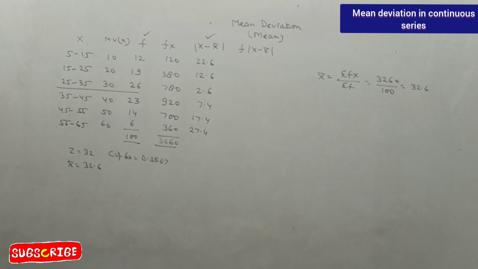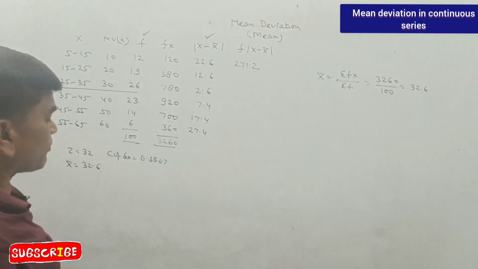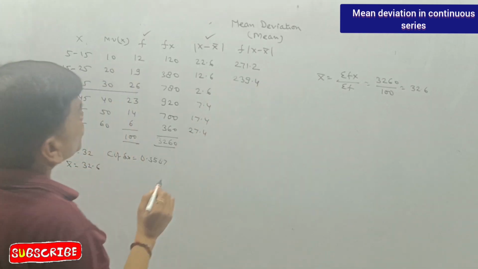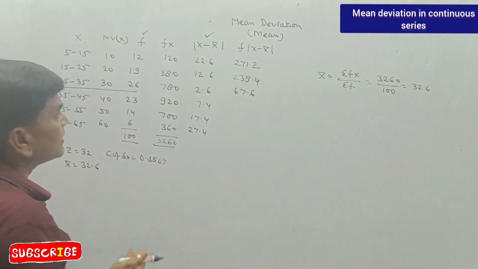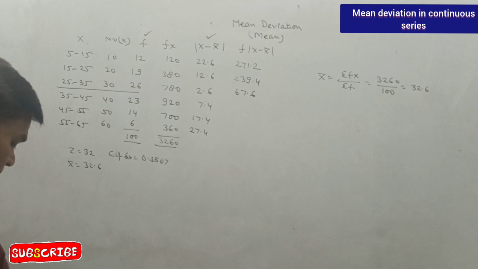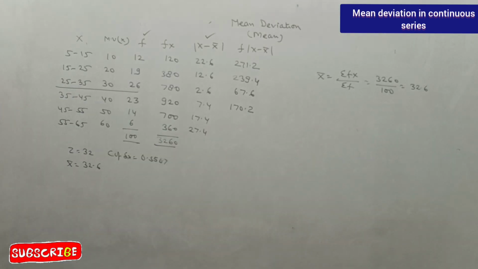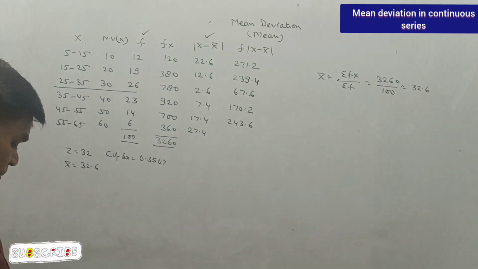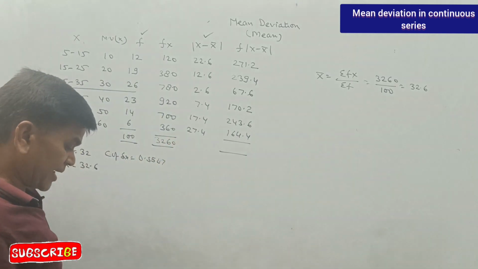So the very first, 12 multiply 22.6, that will be 271.2. 19 multiply 12.6, that is 239.4. 2.6 multiply 26, that is 67.6. 7.4 multiply 23, that is 170.2. 17.4 multiply by 14, that may be 243.6. 27.4 multiply by 6, that may be 164.4.